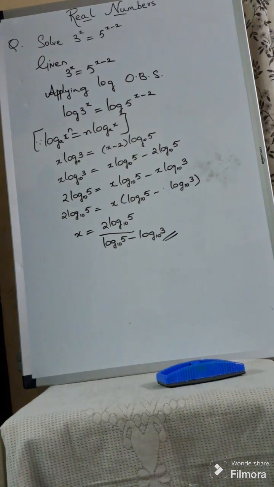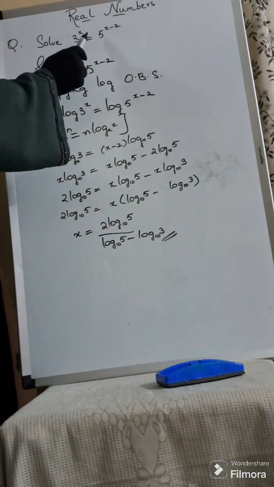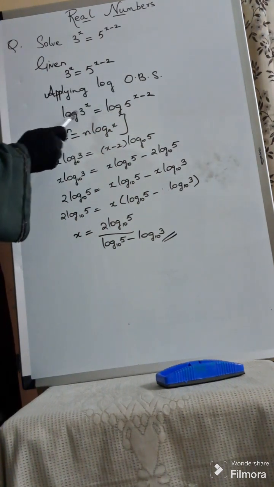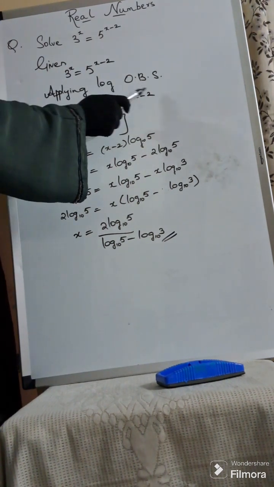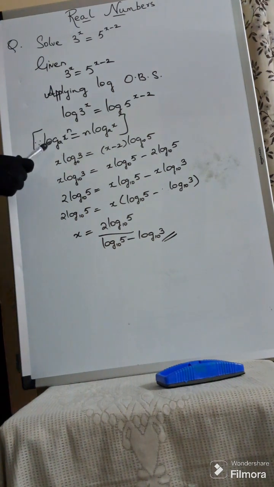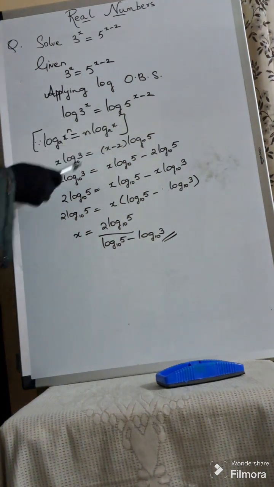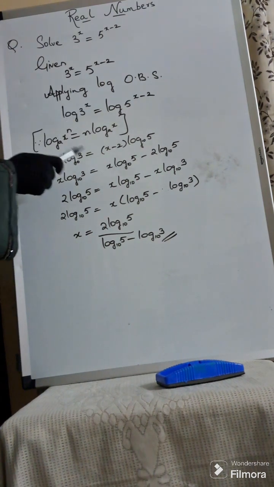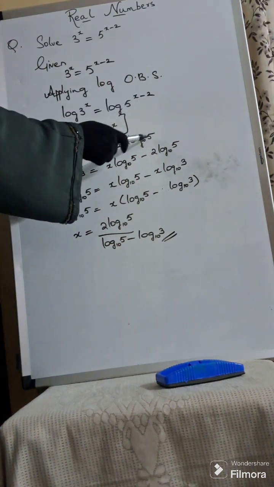Let us see the question from the starting again. Solve 3^x = 5^(x-2). So we are applying log on both sides. Log 3^x = log 5^(x-2). Since we know the formula log x^n = n log x, so here log 3^x will be x log 3 = (x-2) log 5.